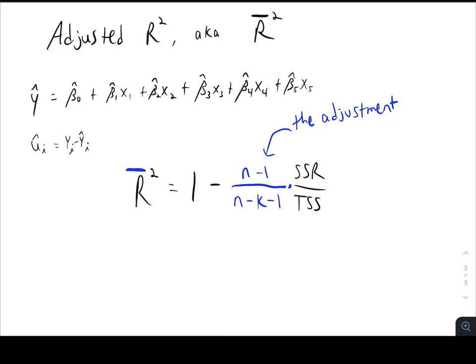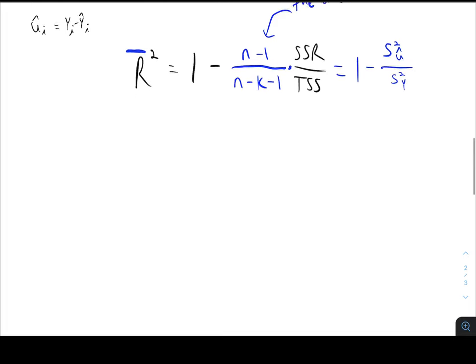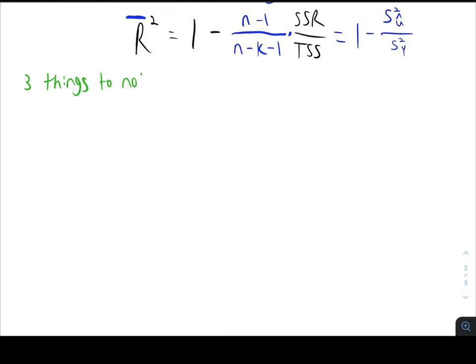Also, you could rewrite the adjusted r squared formula as 1 minus s squared u hat, right? That's the sample variance of the residual, divided by s squared y, which is the sample variance of your y variable. I'm going to show you three things to note about the adjusted r squared.